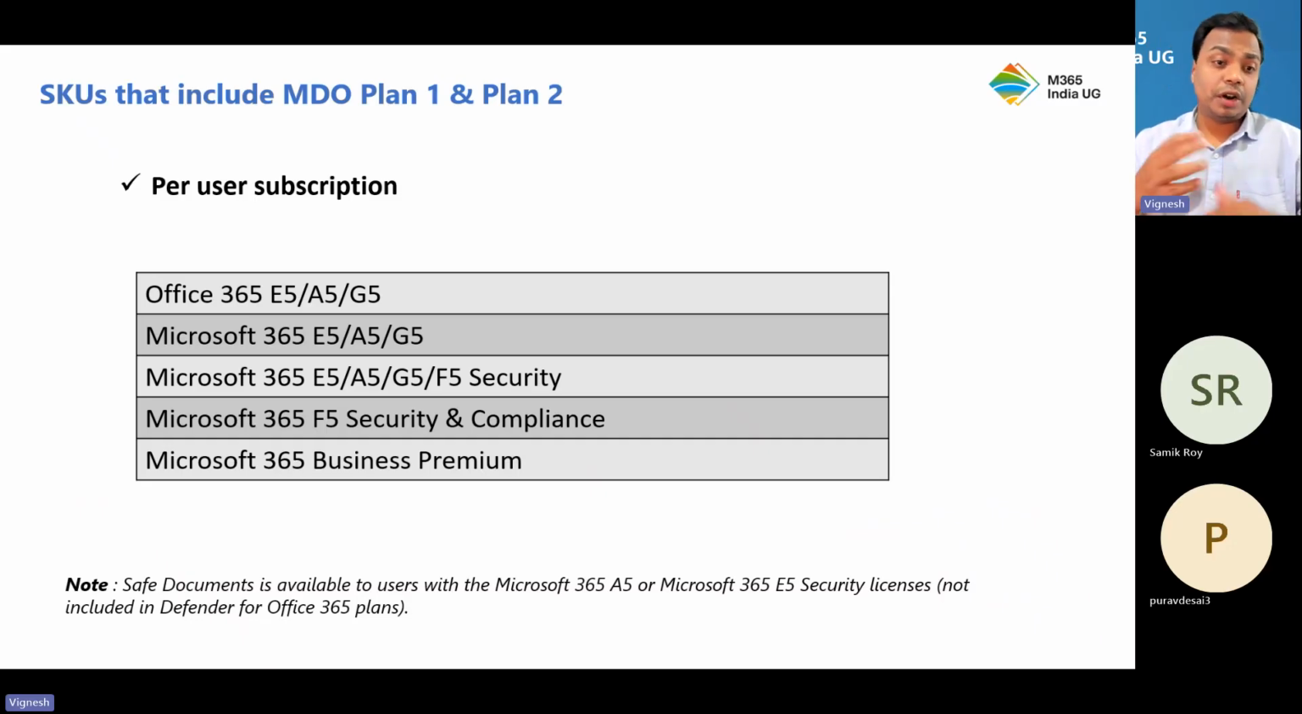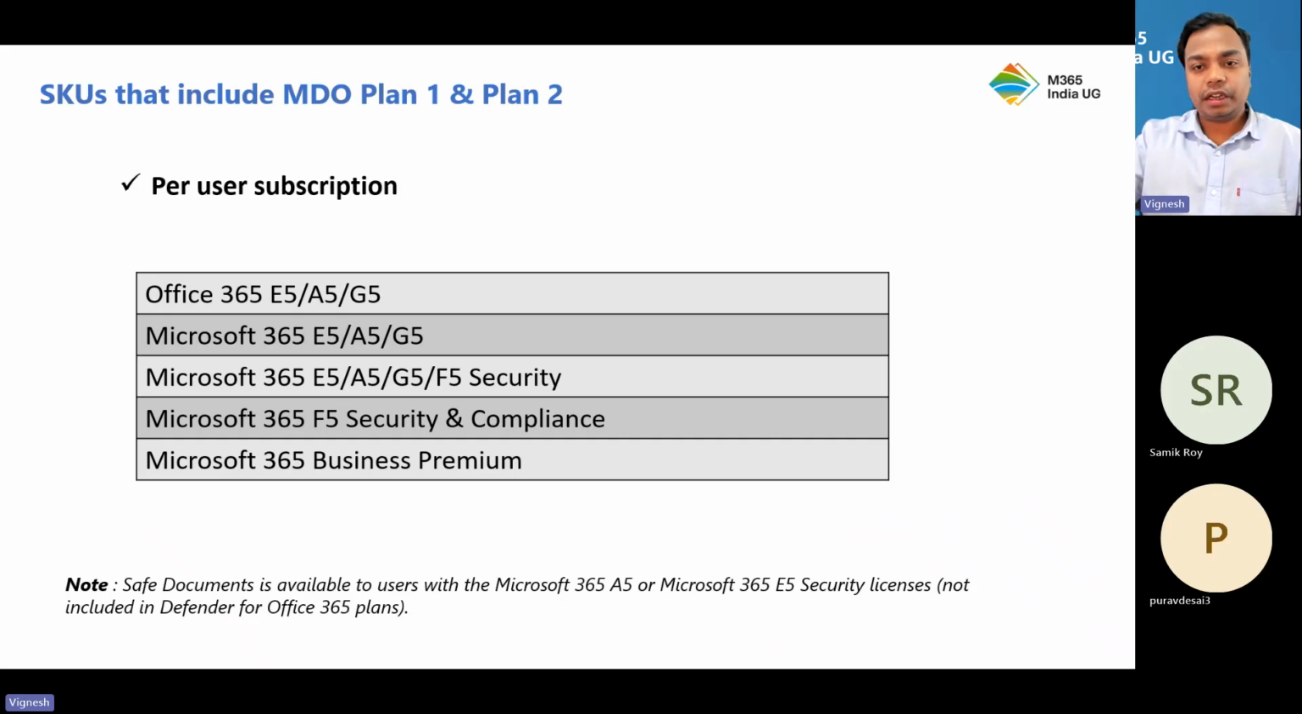If you're trying to understand which SKUs are specific to Plan 1 and which are specific to Plan 2, I would suggest going back to YouTube. The very second session that we did in this webinar series is Demystifying Microsoft Defender XDR Licensing. That session should give you a good understanding of all these different licenses and which plan falls under which SKU. That way you'll be able to understand which SKUs offer the MDO Plan 1 capability and which SKUs offer the Plan 2 capabilities.